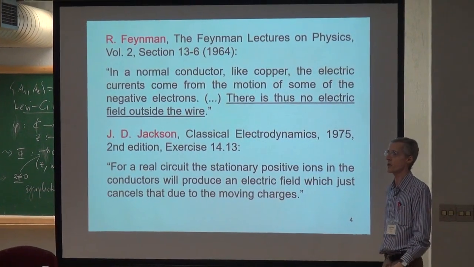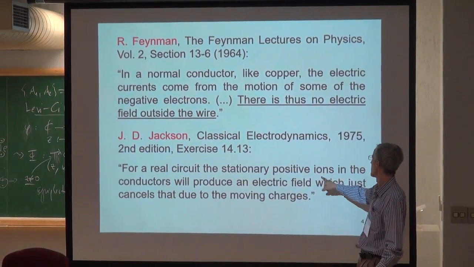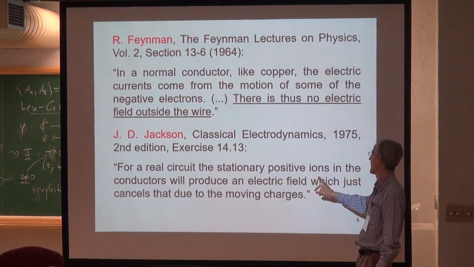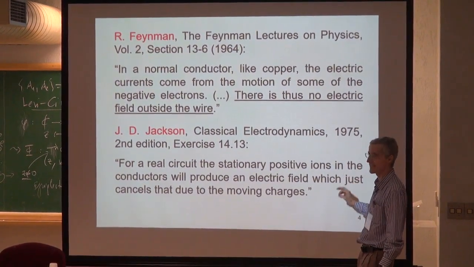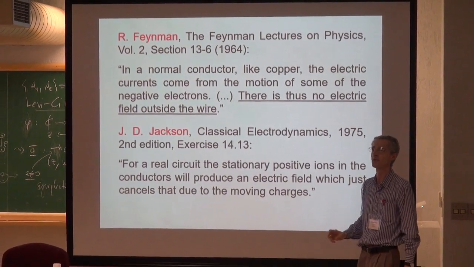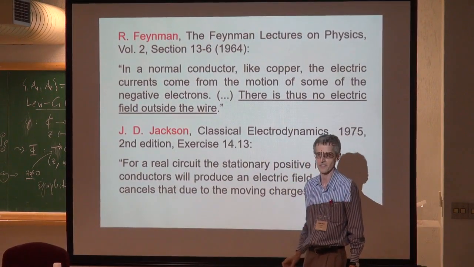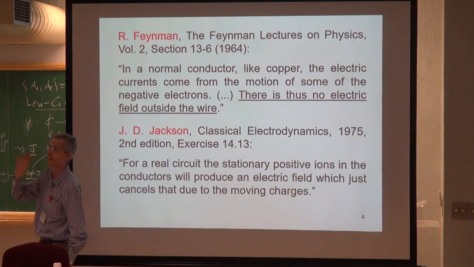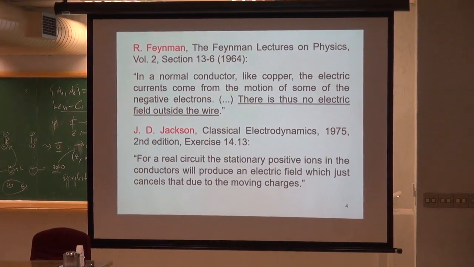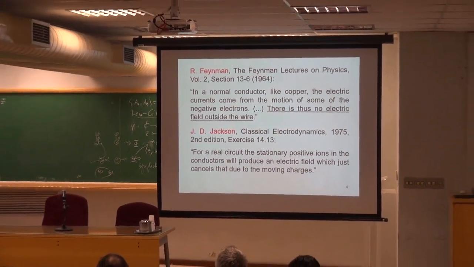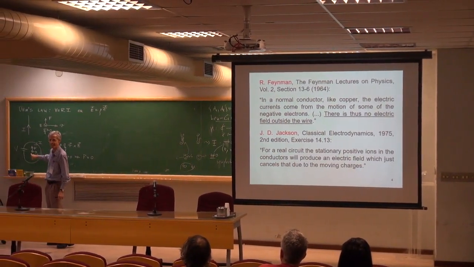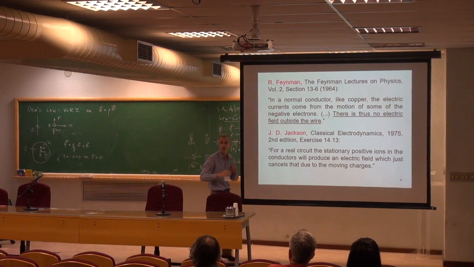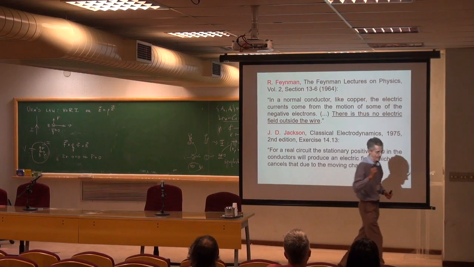For a real circuit, the stationary positive ions in the conductors will produce an electric field which will just cancel that due to the moving electrons. Even taking into account the centripetal acceleration and the radiation it might produce on the outside. When you integrate this radiation for a static current, it goes to zero. Essentially, that's the conclusion of this exercise by Jackson.